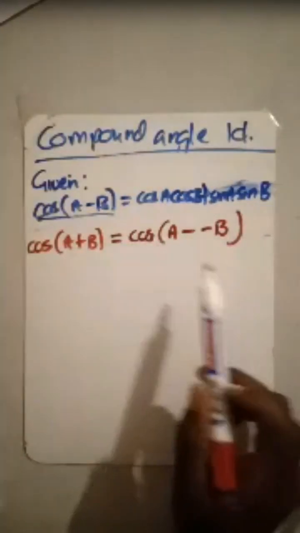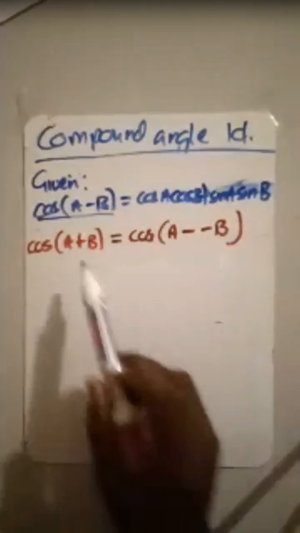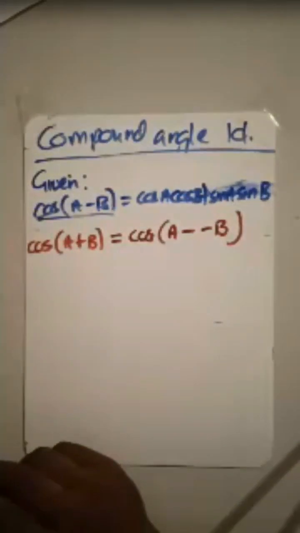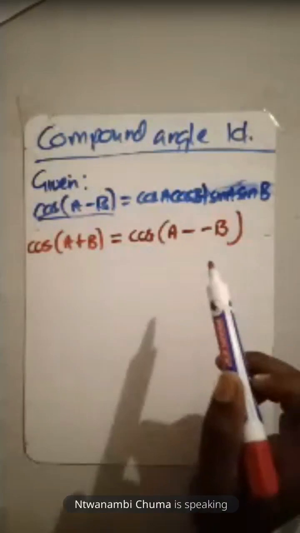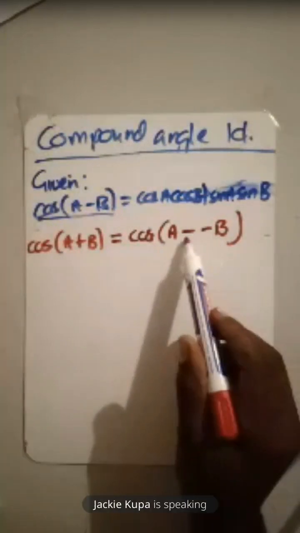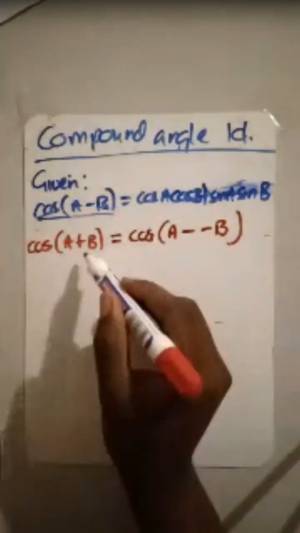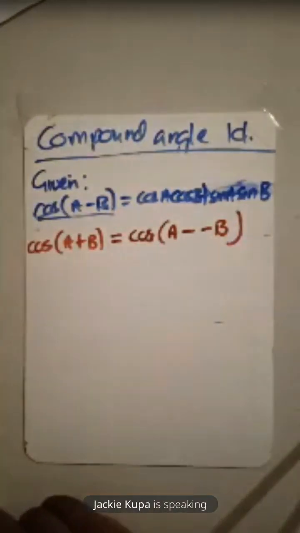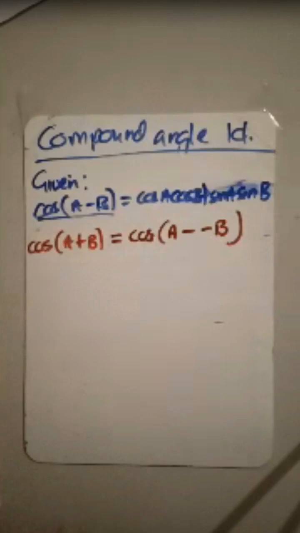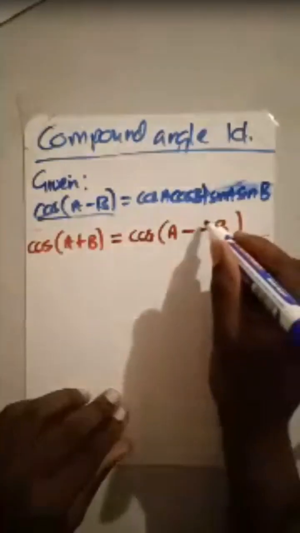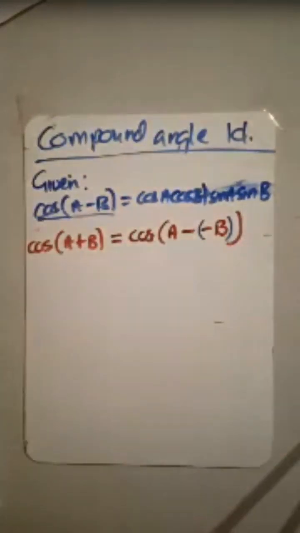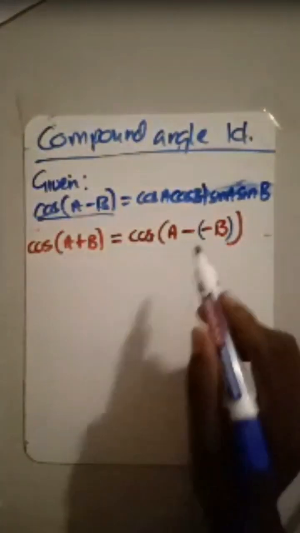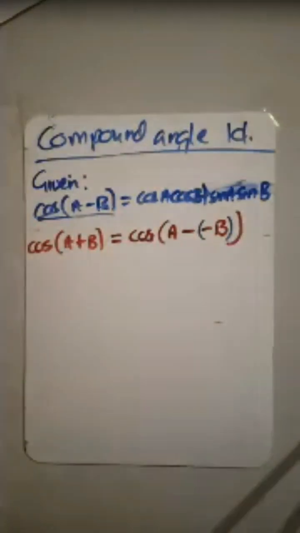Guys, do we agree that if we're having a negative and a negative there, we get a positive? Can I have a response? Jackie? Yes, sir. Yes, a negative and a negative gives us a positive, right? Okay. So now I am going to put negative B in brackets like that. Do we agree? It's still negative and negative. It gives us what? Positive.